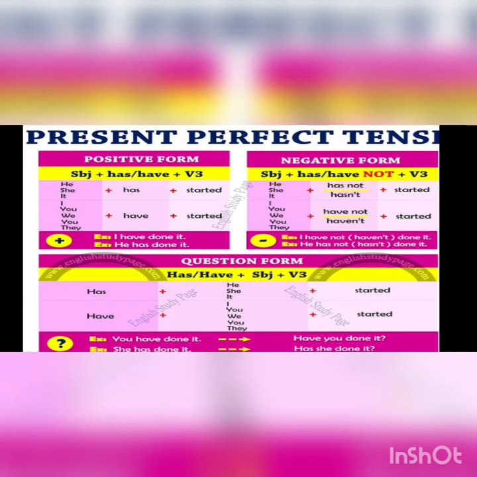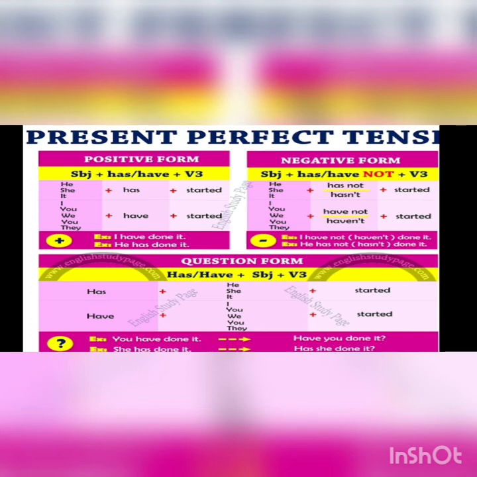Let's study the question form. Question form means when we interrogate, when we question. The structure for that is we place the helping verb has or have before the subject. We make a slight change in the structure. We simply put the helping verb first, then the subject, then the third form of verb, then the object. Has she started her work? Have I done my work?